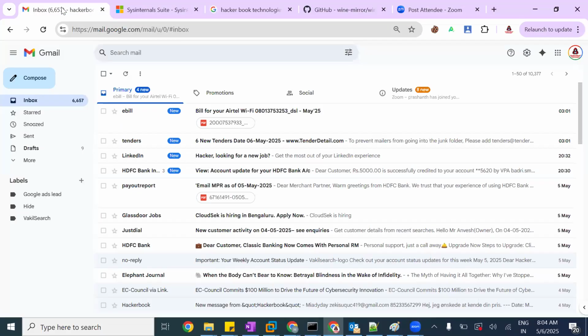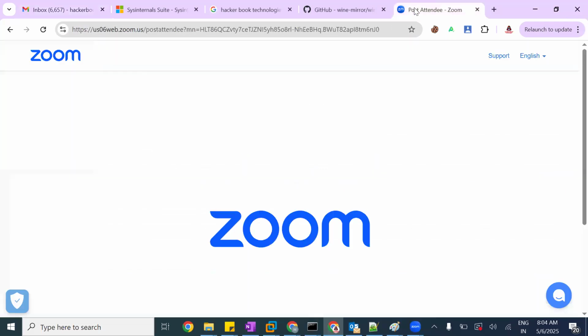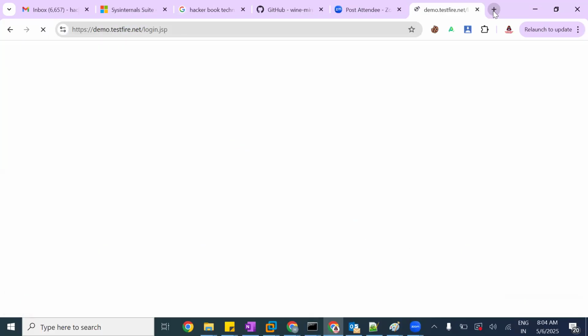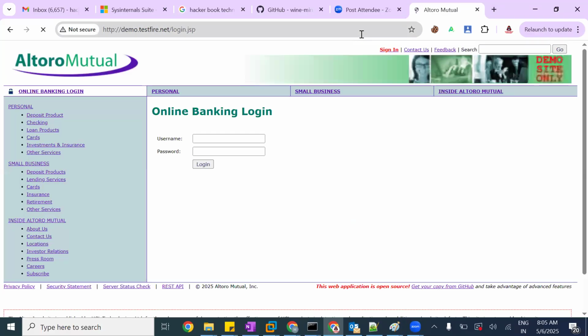How about Gmail? Is it secure or not? Again, it is very clear it is using HTTPS. Let me see one more website. How about this application? Is it secure or not secure? Is it using HTTP or HTTPS?